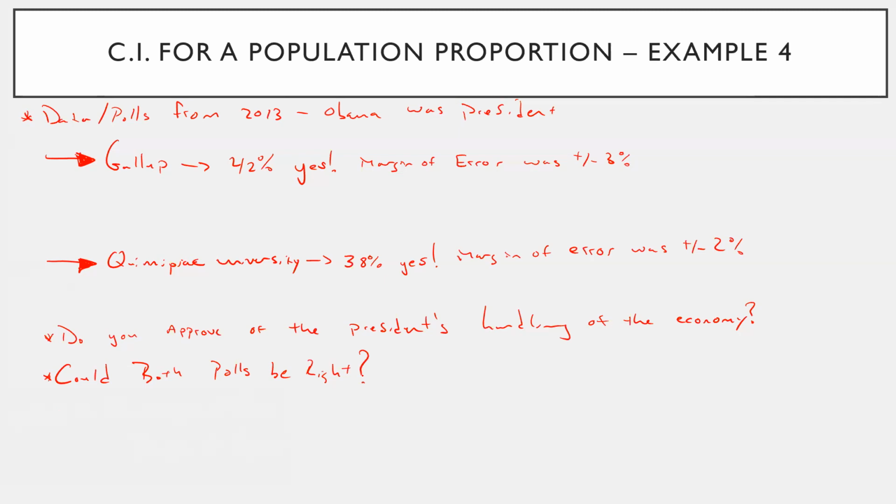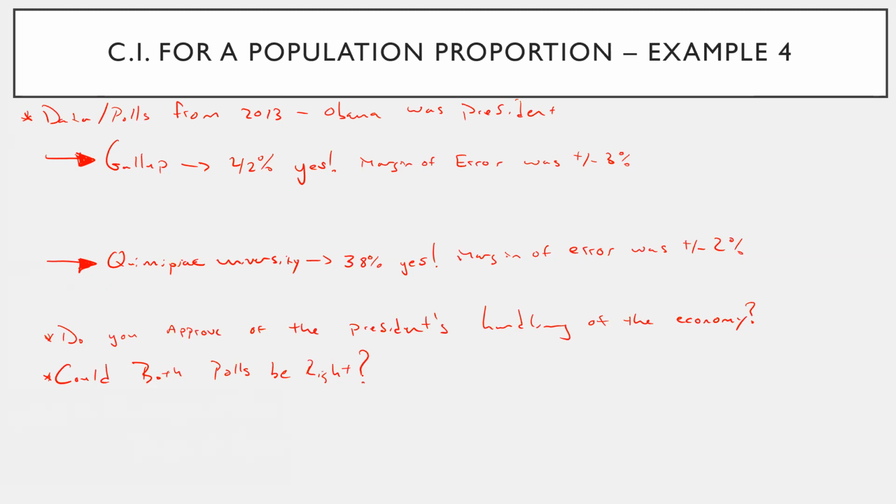So here's the thing. What we're trying to do with this question is estimate the proportion of every single person in America who approves of the president's handling of the economy. Gallup called a bunch of people and said that real value is 42%. Quinnipiac University called a bunch of people and said that real value is 38%. I'm going to give you a hint: both polls could be right.